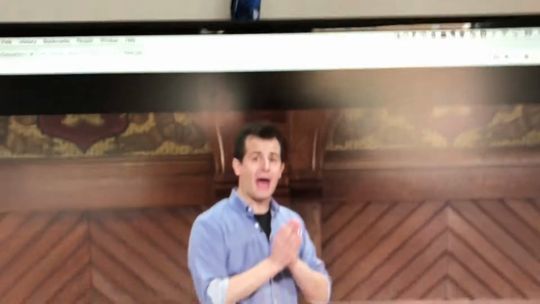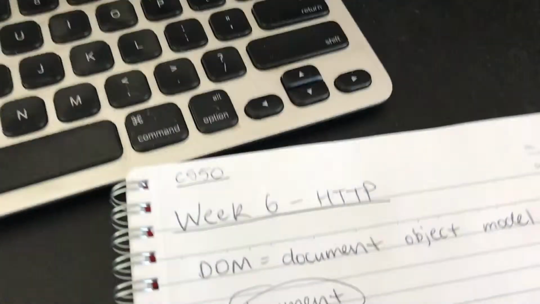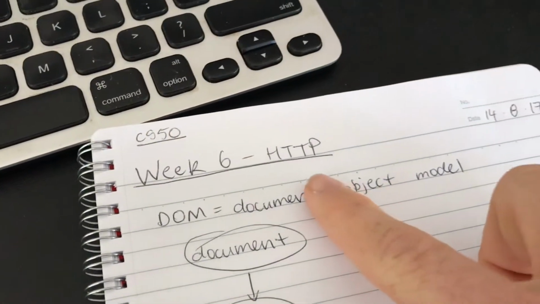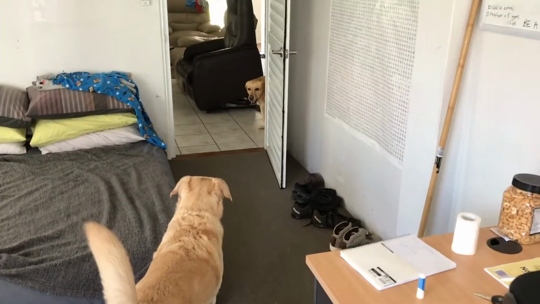Soda water and CS50. So about halfway through the week 6 lecture, which is on HTTP, which is the web protocol, hypertext transfer protocol, I think. Did I just remember what HTTP stands for? Whoa. And my puppies are having a war, of course.